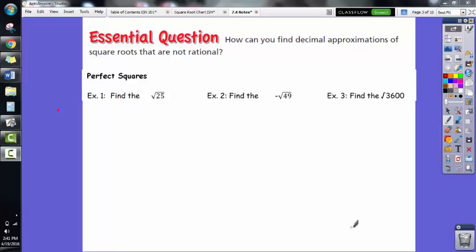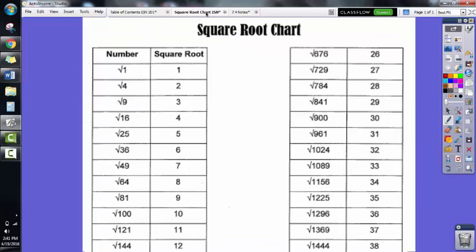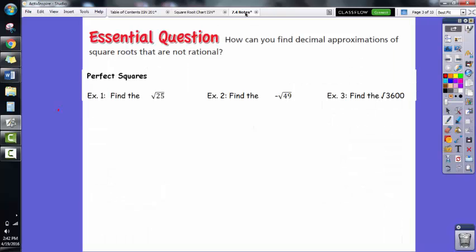Okay, we are going to do just a few more examples, and you're going to take some notes on how we can find decimal approximations of square roots that are not rational. So you're going to want to have your square root chart handy because this will really help you estimate and narrow down what two whole numbers the square roots are between.